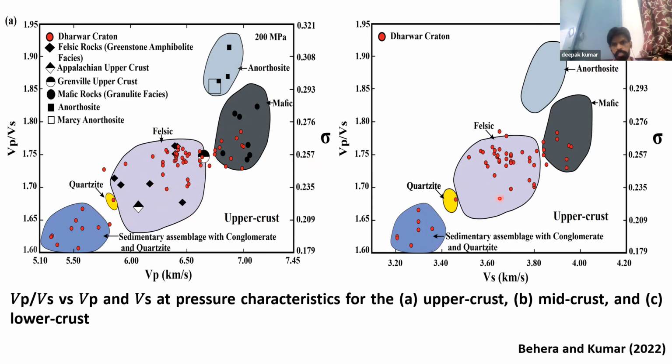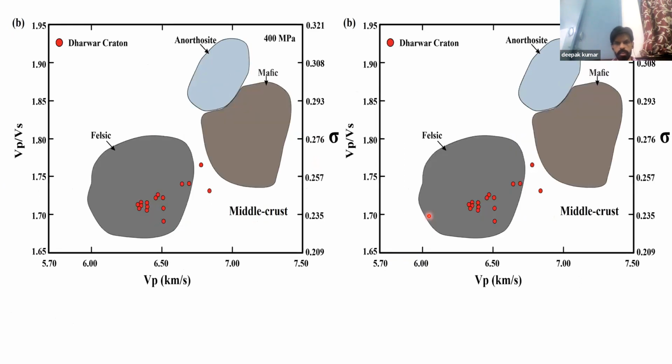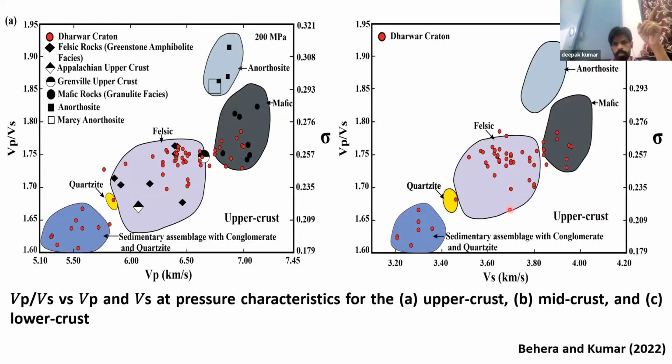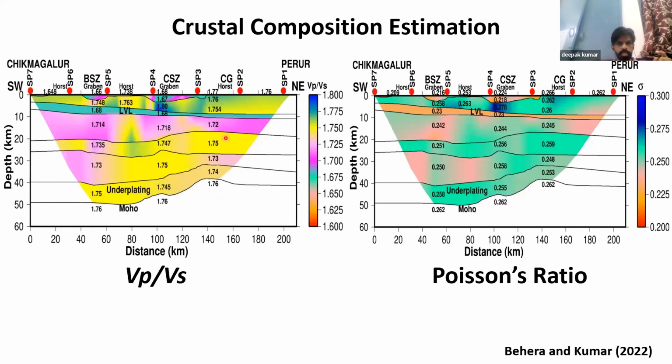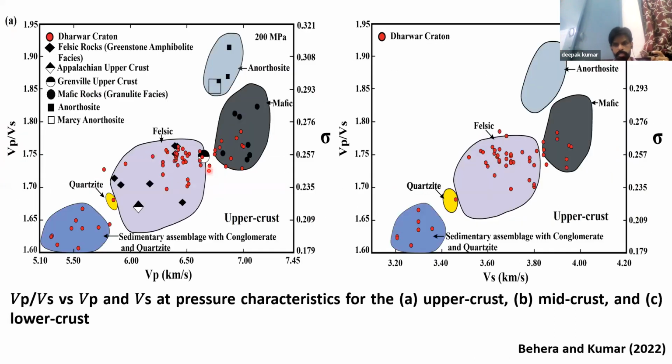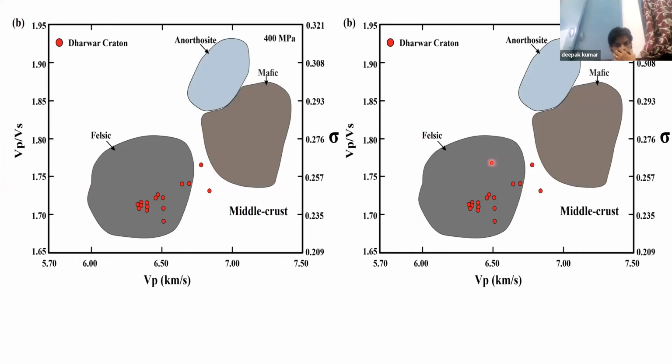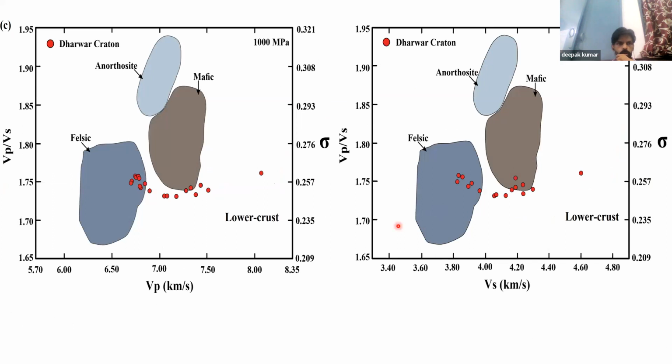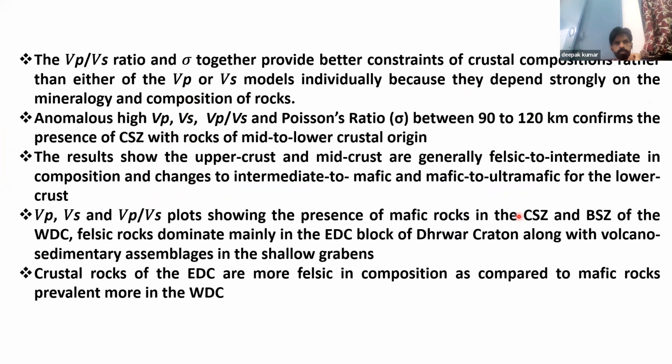Here also we see felsic and mafic and quartzite, and this is for the mid layer, where we see felsic. The mid rocks are felsic in nature, which is clear from this. In the middle we see the rocks are mainly felsic in nature, which is for the mid crust. For the lower crust we see the rocks are felsic and mafic both. For EDC it's felsic, and for WDC, the Western Dharwar Craton, it's mafic in nature. So this was the lithological analysis.